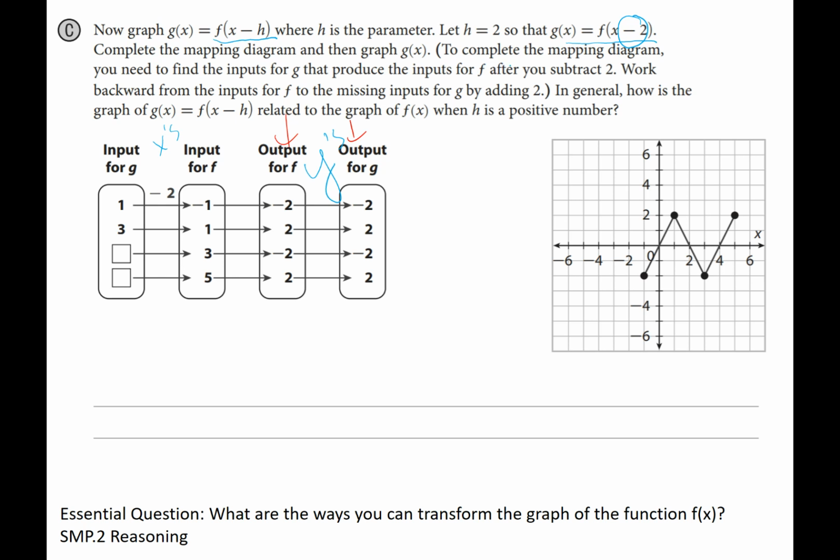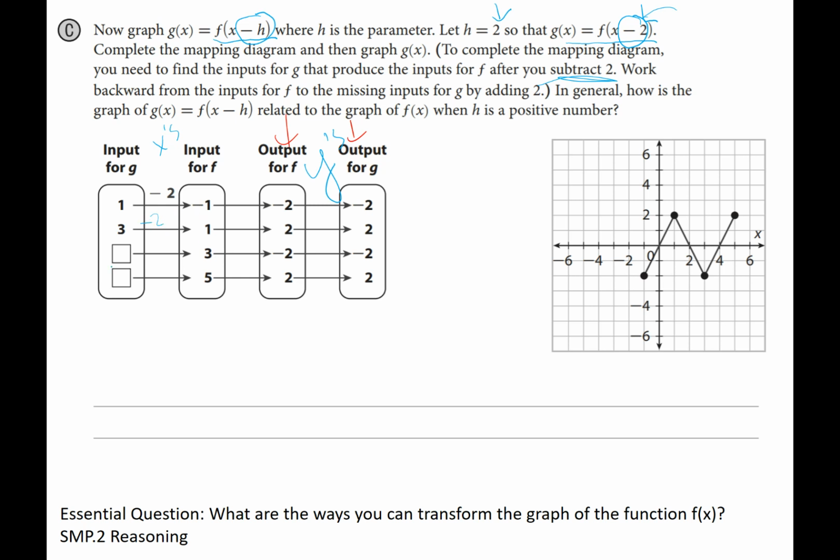So basically it's saying to complete the mapping diagram, to go from G to F, we subtract 2. And that's what the instruction told us right here, okay? The other interesting thing to point out is that this function they gave us was h negative, but the h they gave us was positive. So when we went into these parentheses, it actually acted as if it flipped signs, okay? So to go from G to F, we subtract 2. So 1 minus 2 is negative 1. 3 minus 2 is 1.